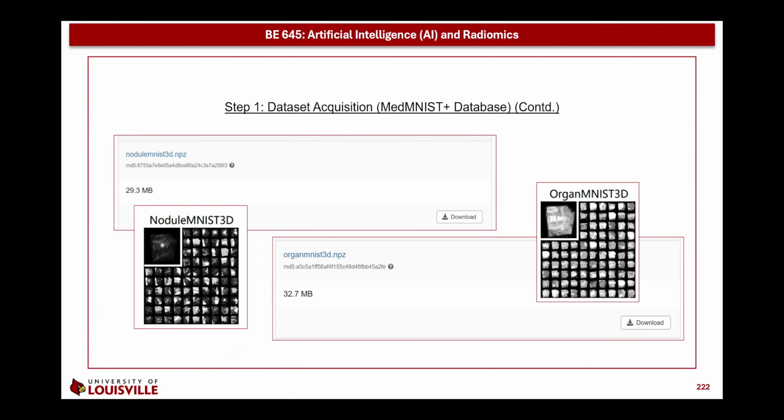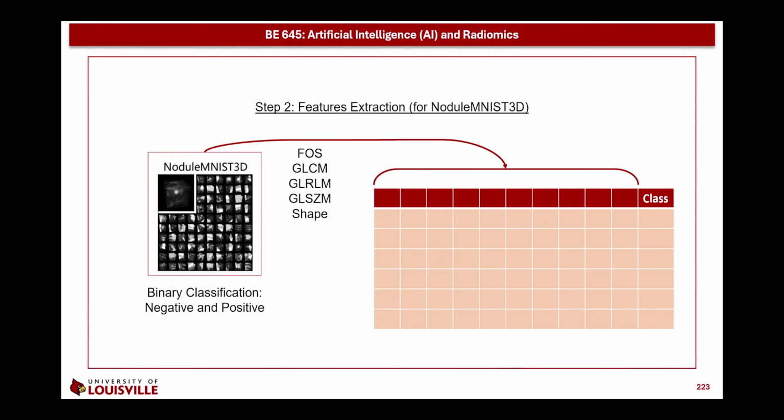So to acquire the dataset and download it, in the link provided in this lecture, you can scroll down and stop by the name that refers to NoduleMNIST and OrganMNIST in the 3D version and download them. You will find the download link for each dataset. The second step is to extract the features from each dataset individually.